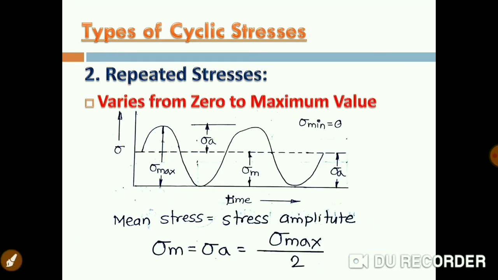Now the second one is repeated stresses. The stresses which vary from 0 to a certain maximum value are known as repeated stress. In the earlier case we have seen fluctuating or alternating stresses, where the stresses ranged from minimum to maximum. Now in this case it is from 0 to maximum. So sigma m and sigma a are going to be sigma max by 2, because we know sigma m is equal to sigma max plus sigma min by 2 and sigma a is equal to sigma max minus sigma min by 2. If you solve it, we get sigma m and sigma a as sigma max by 2.